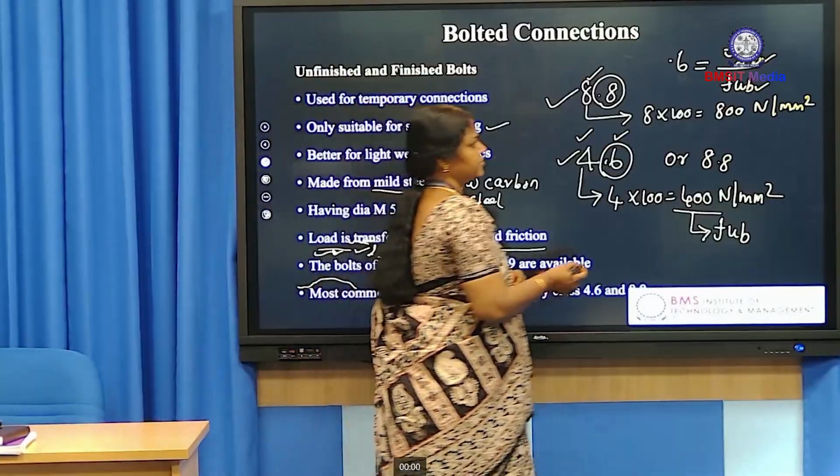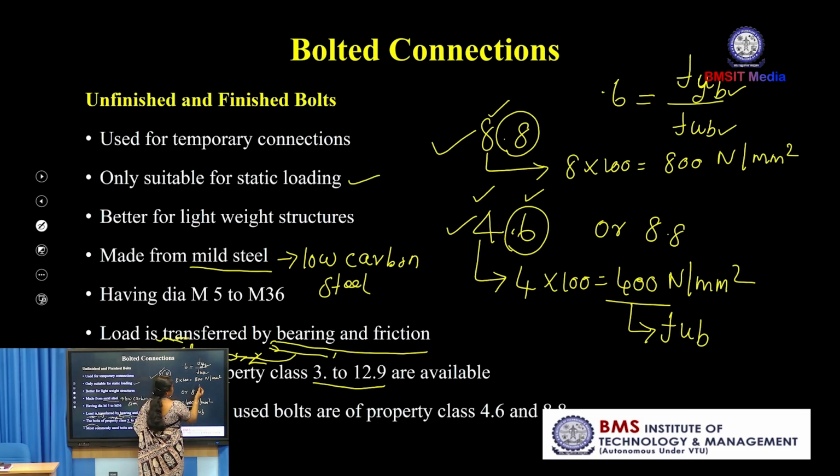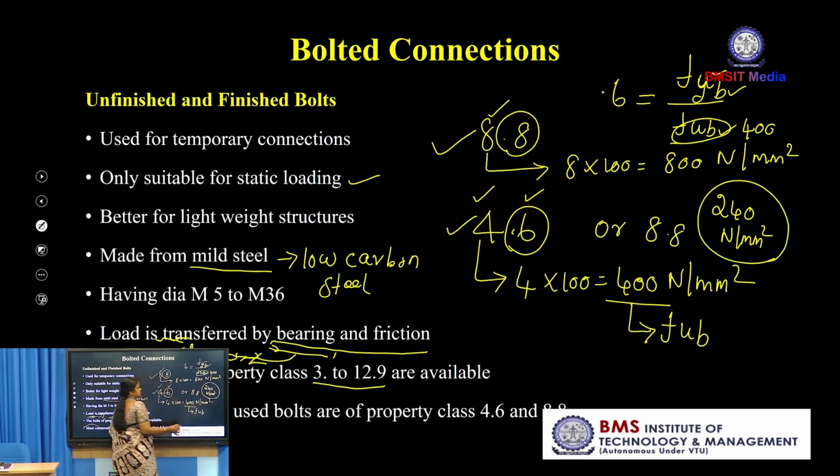We can easily find the yield strength of the bolt. We know FUB equals 400, so 400 into 0.6 is 240 Newton per mm square. This is the yield strength of the bolt. So this grade of bolt is designated by the ultimate tensile strength of the bolt as well as the yield strength of the bolt.